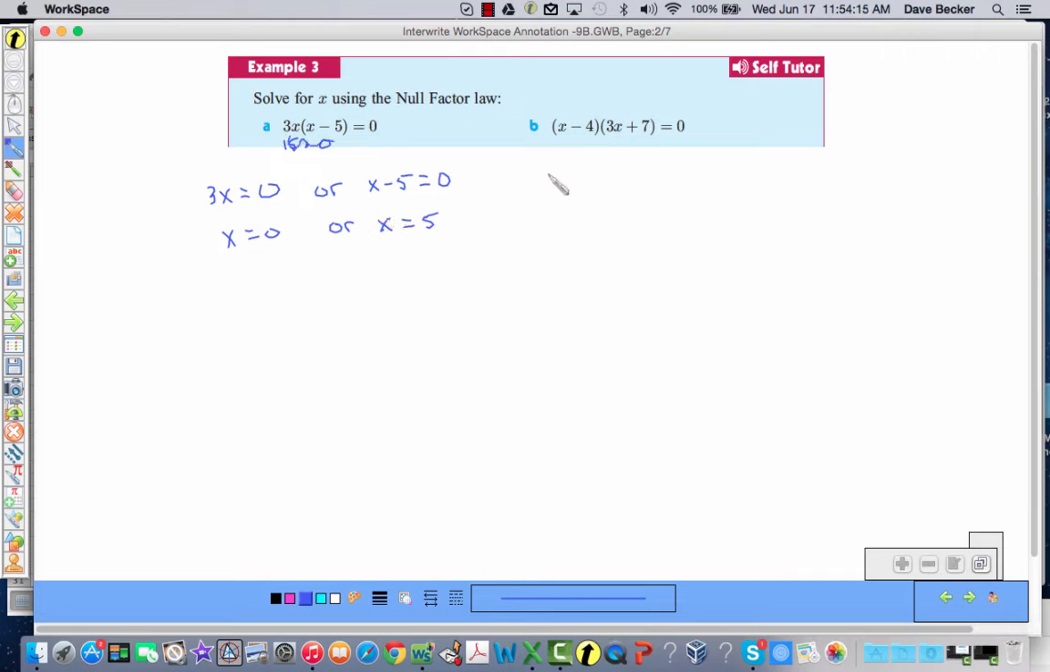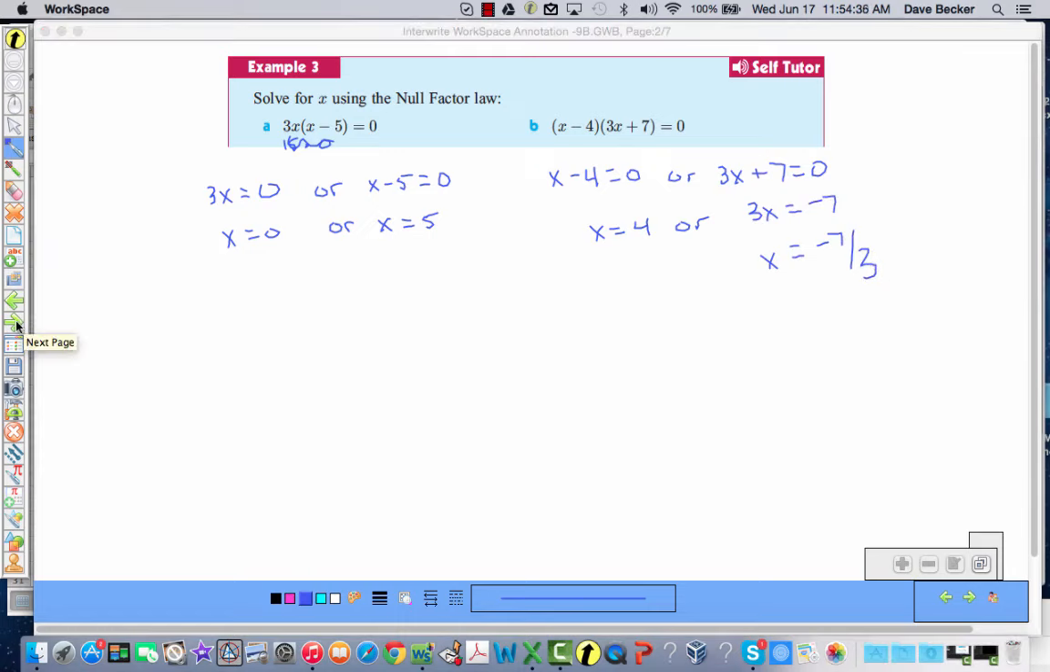All right, and here we're just going to set each of the factors equal to 0 and solve accordingly. So here x would be equal to 4, or subtract 7, 3x equals negative 7, x equals negative 7 thirds. So either of those would be just fine and dandy.